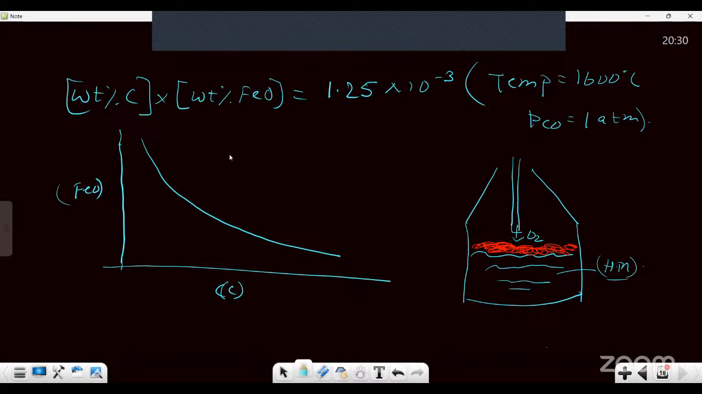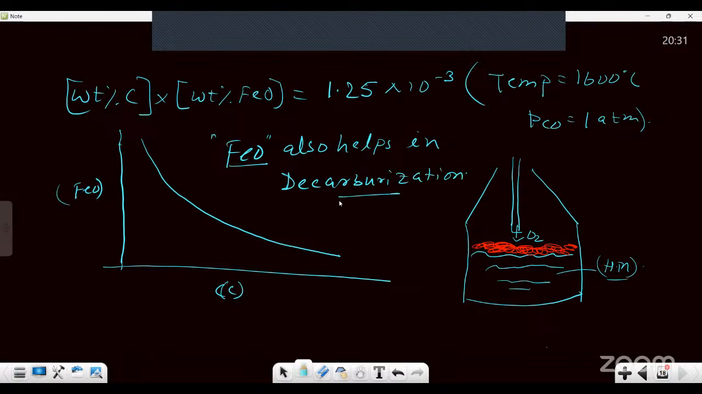So you can write: FeO also helps in decarburization, right?